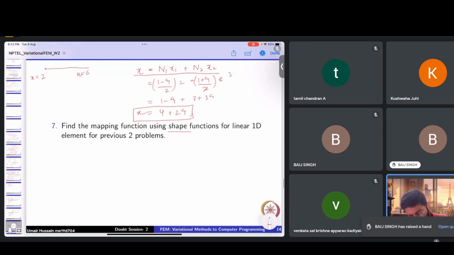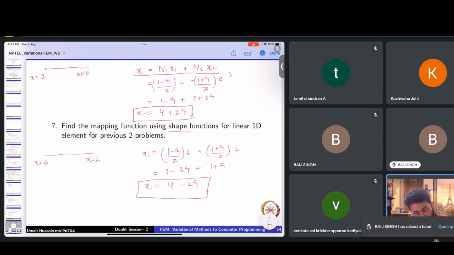Anyway, if we have the opposite domain, x equals 6 to x equals 2, then we have again the same formula: (1 minus zeta) by 2 into 6 plus (1 plus zeta) by 2 into 2. We have 3 minus 3 zeta plus 1 plus zeta. We get 4 minus 2 zeta, that is same as we got before. So these are two ways to get the mapping function for the case of linear 1D elements.